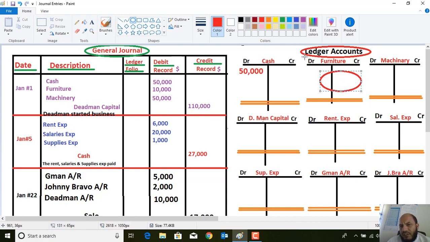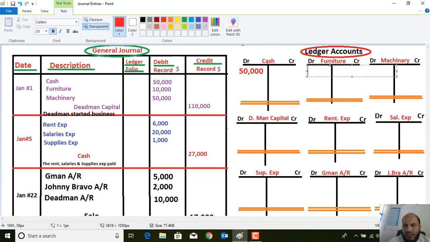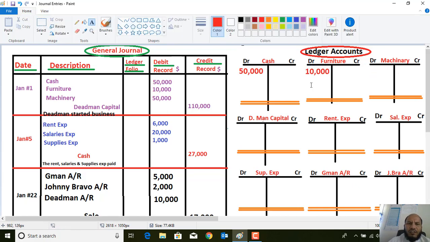This is the debit side of the ledger account, and this is the credit side of this ledger, and these are the furniture title. So dear students, let's record the furniture amount, which is 10,000, over here under the furniture ledger and within the debit record. Under the debit column, I will write down that the furniture amount was equal to 10,000 rupees.